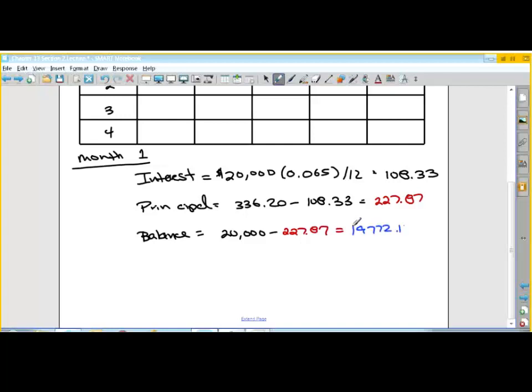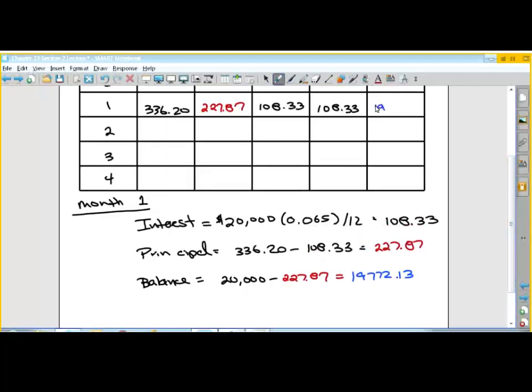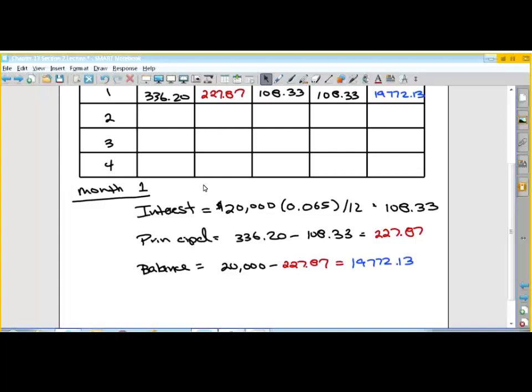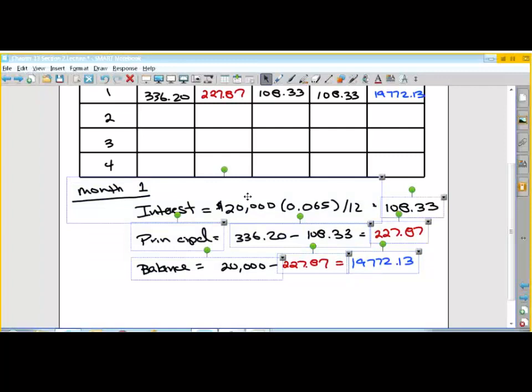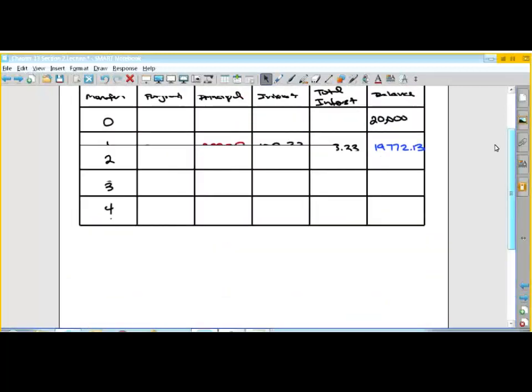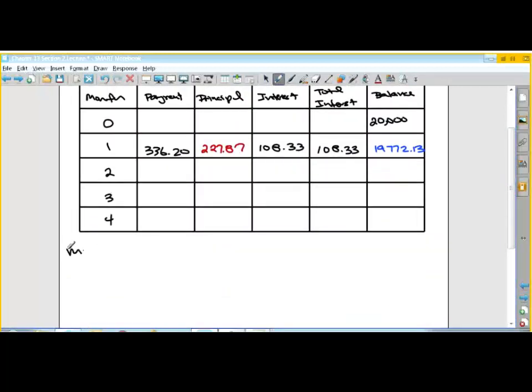Which is $19,772.13. So that goes right here, $19,772.13. And then you just start over again. So we'll do 2 months worth by hand. So I'm going to move this month one down so I can keep everything in view. Okay, so now we go to month 2.